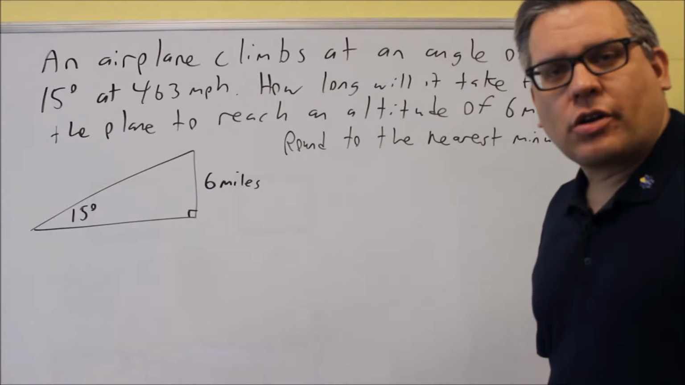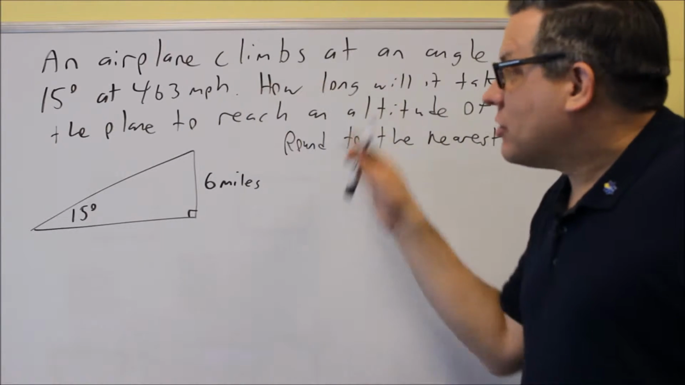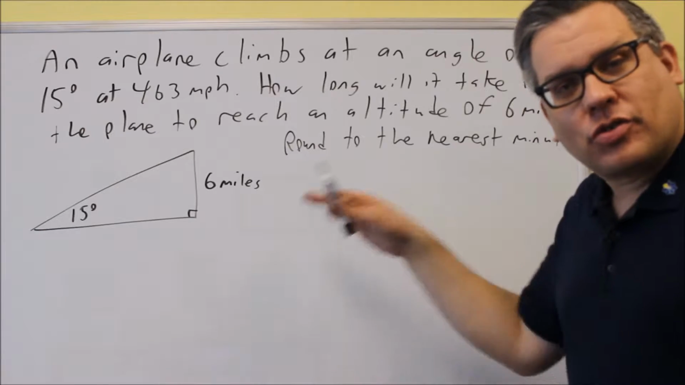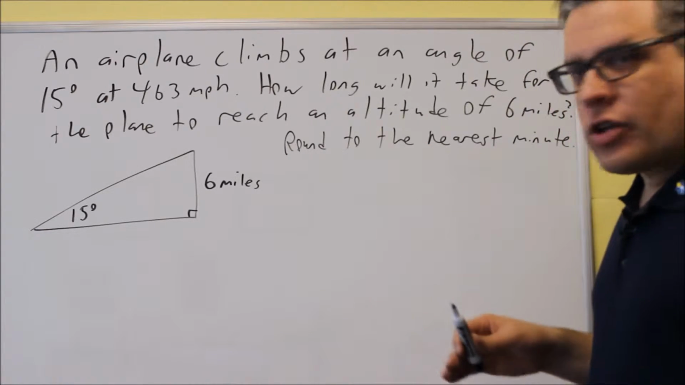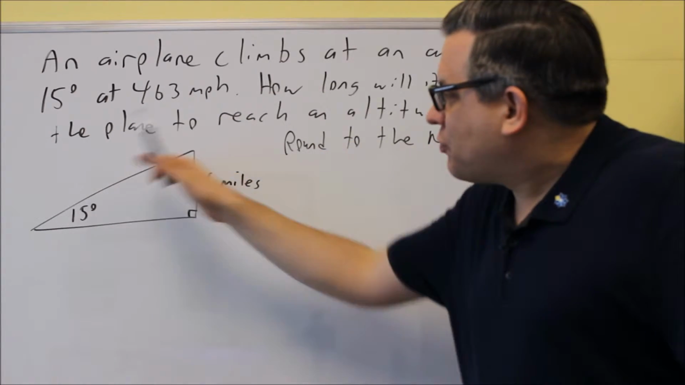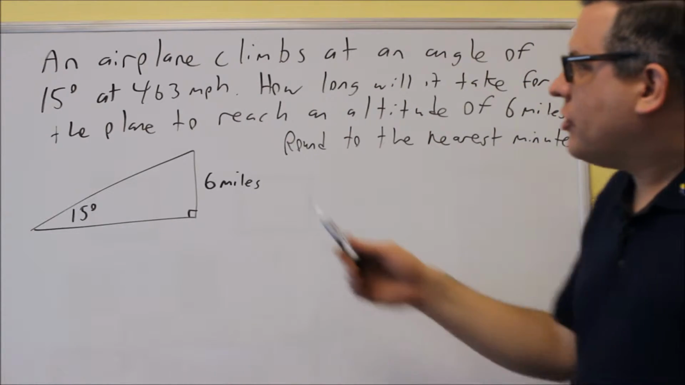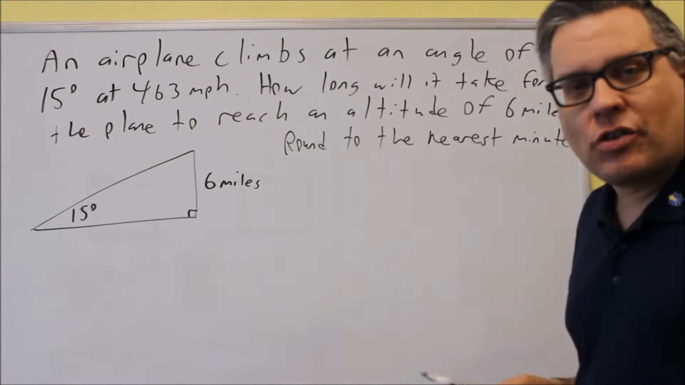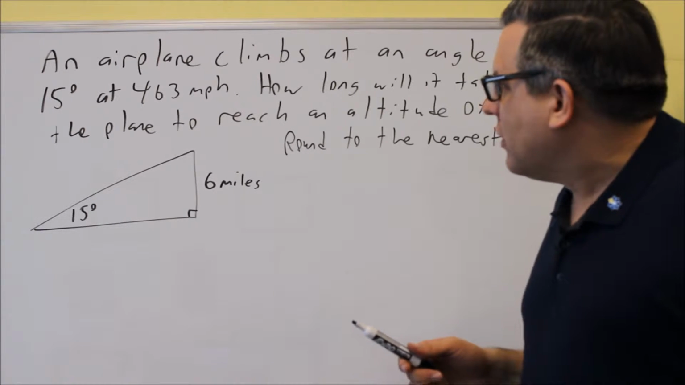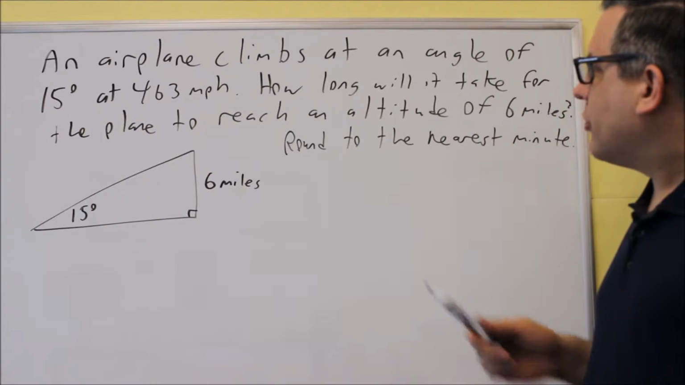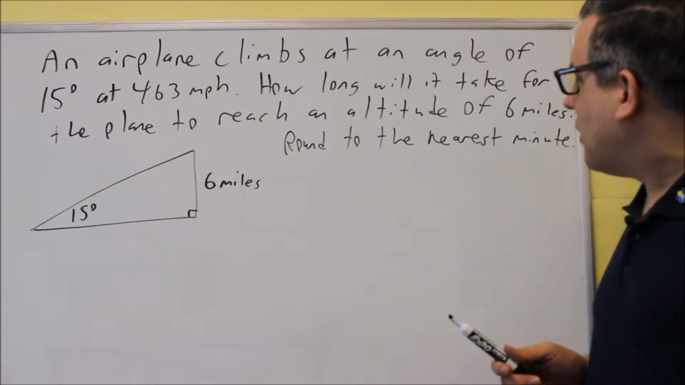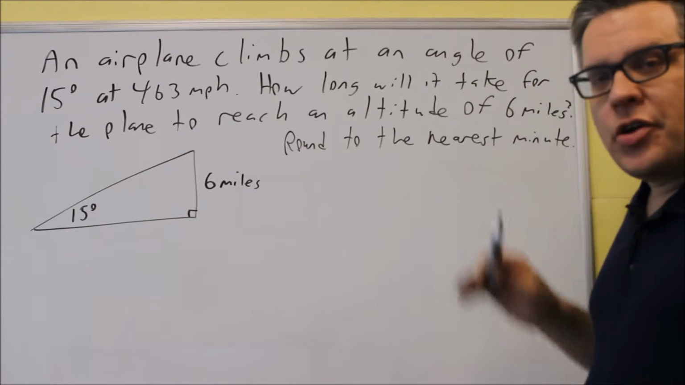Okay, so we're going to take a look at a couple problems that deal with applications of right triangles. So here's the first one. This particular one gives us a picture. It says an airplane climbs at an angle of 15 degrees, and we're going to say that's an average of 463 miles per hour. It says how long will it take the plane to reach an altitude of 6 miles? And it says round to the nearest minute.